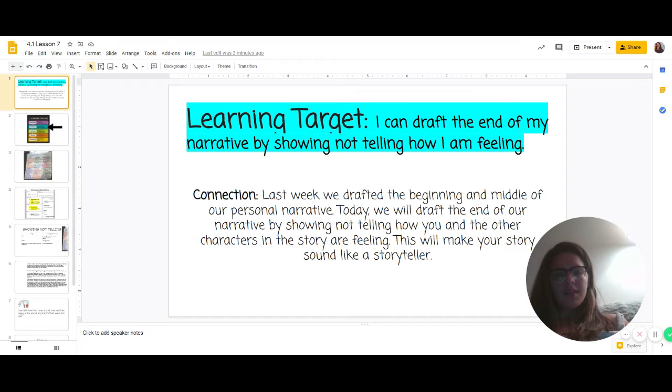Hi, boys and girls. Today, our learning target is I can draft the end of my narrative by showing, not telling, how I'm feeling. Last week, we drafted the beginning and middle of our personal narrative. Today, we will draft the end of our narrative by showing, not telling, how you and the other characters in the story are feeling. This will make your story sound like a storyteller.